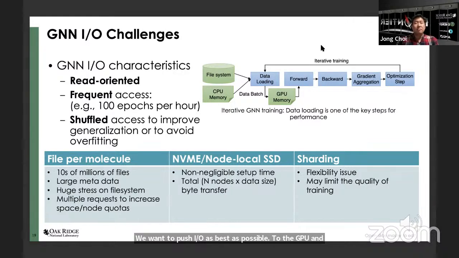We want to push IO as fast as possible to the GPU, and we don't want to waste GPU time because of IO. So in a very naive approach, we can save one graph data per file in the file system, which creates a lot of headache for the HPC file system. Some HPC file systems also provide local SSD to address this IO bottleneck, but it is still challenging. And also setting up that local SSD and preparing the local storage takes time. Another approach is sharding, which is very popular and well-known in many large-scale GNN or deep learning frameworks. We found that the flexibility of sharding is somehow limited. Sometimes the global shuffling is limited.